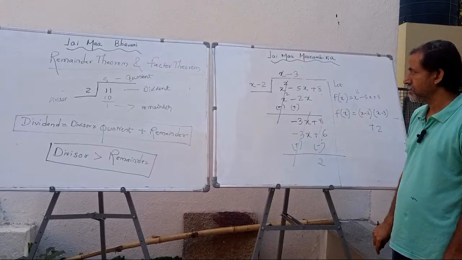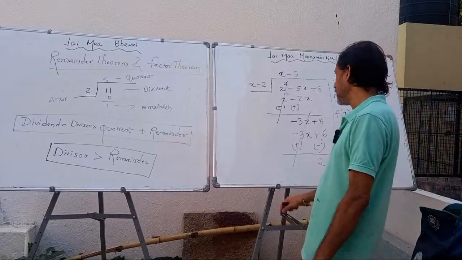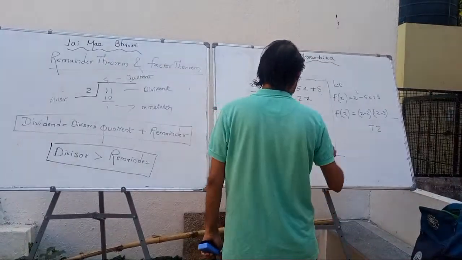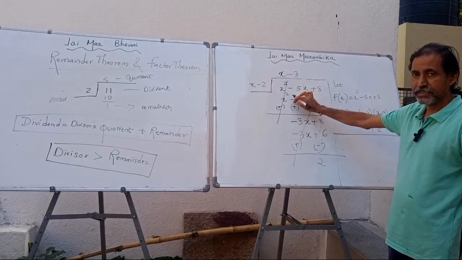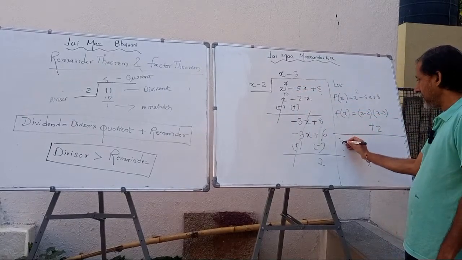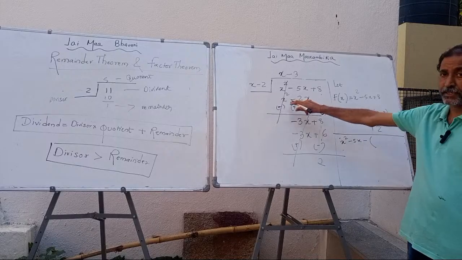And why will we make the sign opposite? Okay. Why will we make the sign opposite? It is because in reality, what exactly this is, this minus this, it is actually x square minus 5x minus this entire thing.